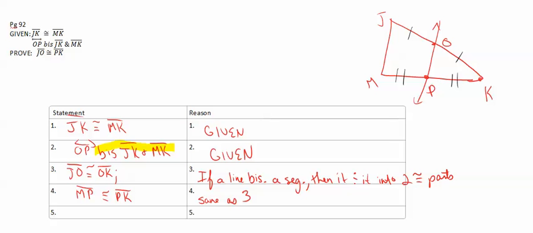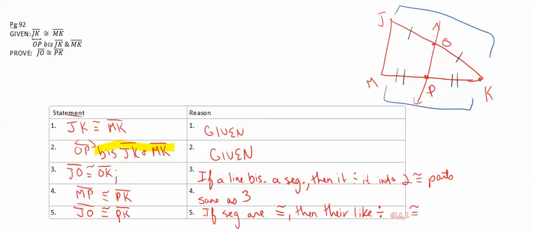Now we can go to the conclusion that JO is congruent to PK. The reason that we know this is, again, we established some congruencies here with the larger segments, and we know that it's bisected and that those smaller segments are going to be congruent. So our reasoning can be, if segments are congruent, then their like divisions are also congruent.